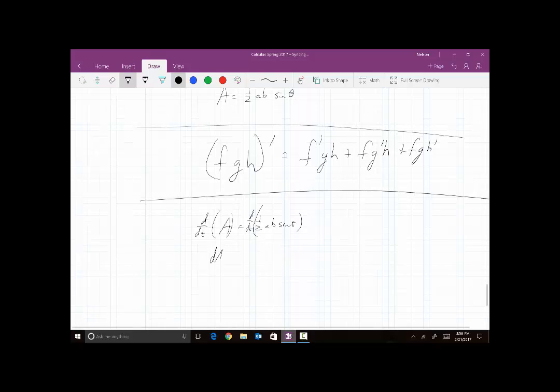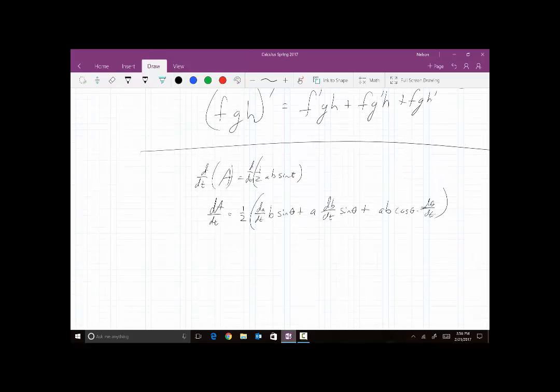I'm going to get dA/dt is equal to the half as a constant. It's going to come along for the ride. Then we have to differentiate these 3 things. So the derivative of A is dA/dt times B times the sine of theta, plus A times the derivative of B, so that's dB/dt times the sine of theta, and then plus A and B and the derivative of the last one, which is the sine of theta. The derivative of the sine of theta is going to be the cosine of theta times d theta/dt. The whole thing has to get multiplied by half. That's why I opened parentheses here. People probably make that mistake.